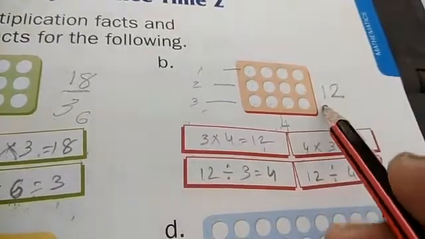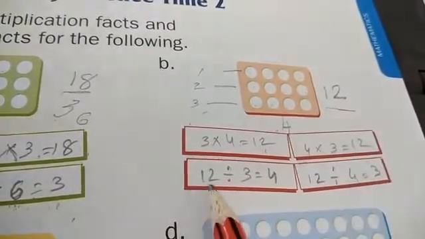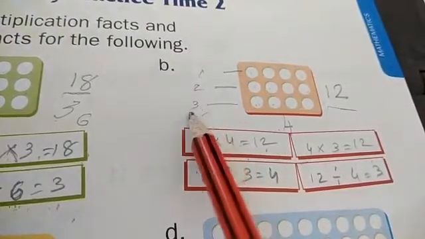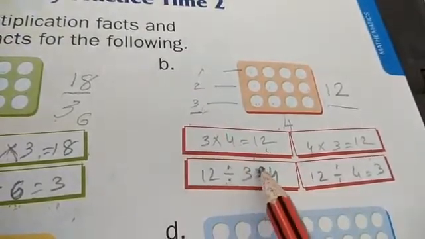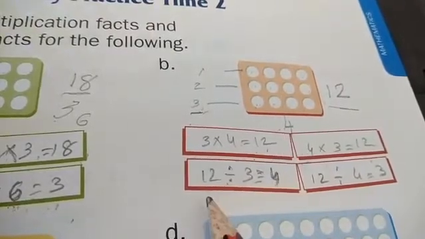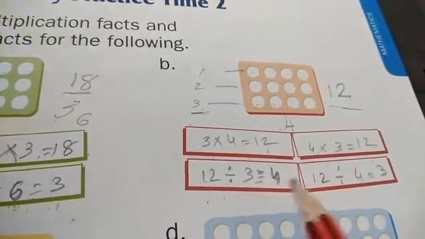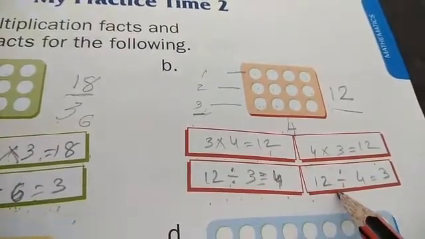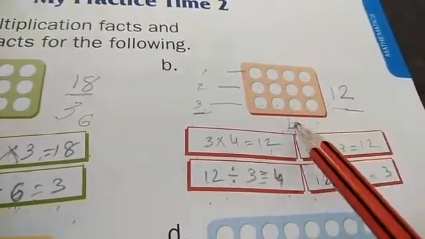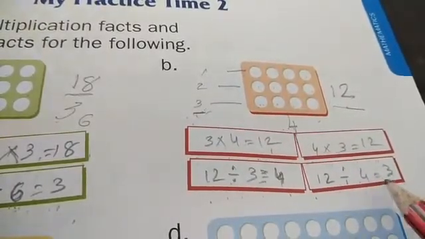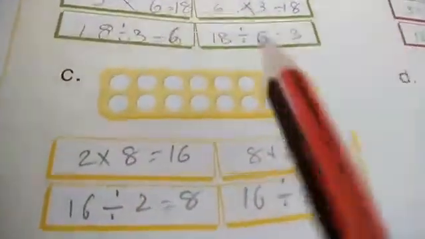Total how many are there? 12. You can write 12 divided by how many rows? 3 rows is equal to each 4. 12 divided by 3 is equal to 4. Next, 12 divided by 4 is equal to 3. Okay children, are you understood? Next, coming to the next point.